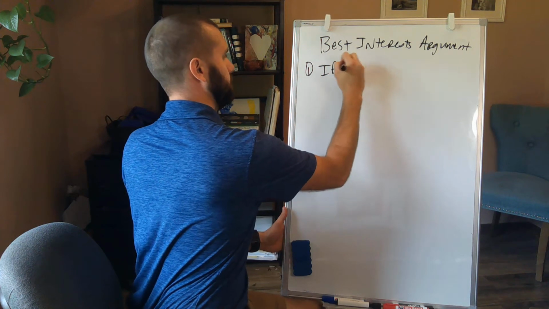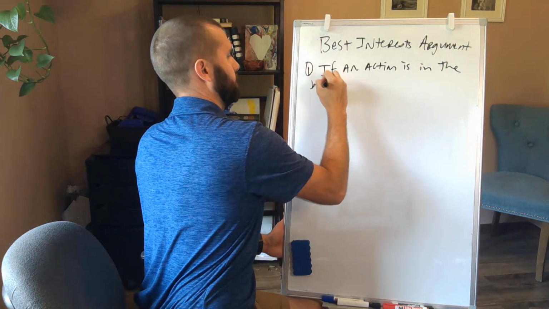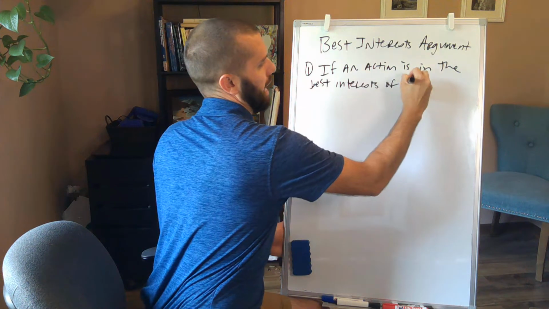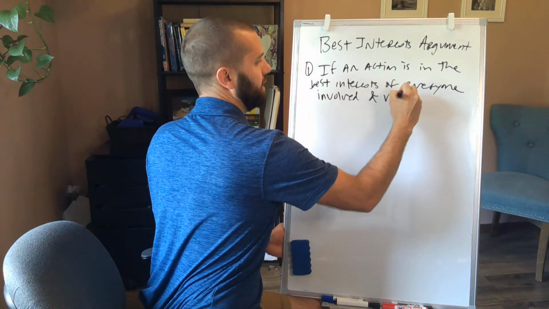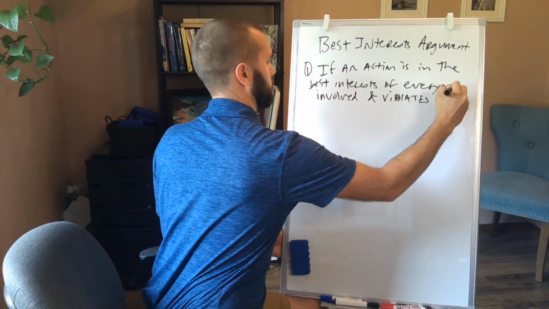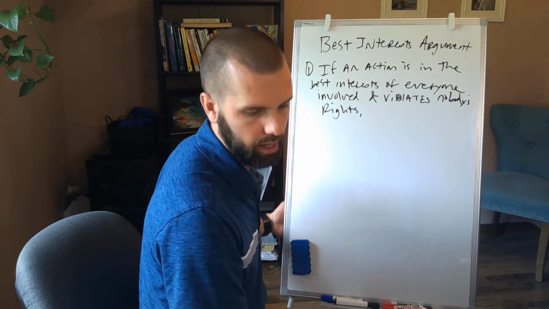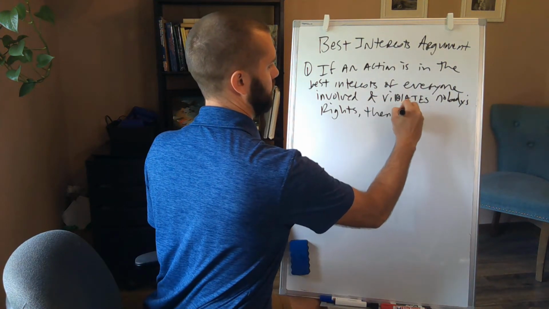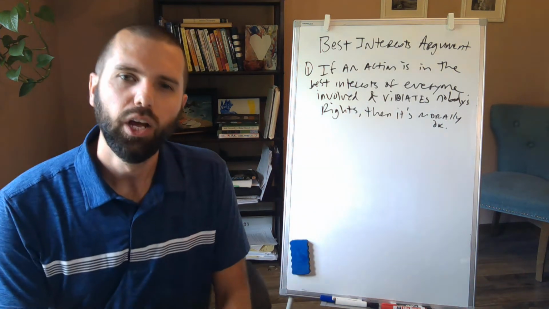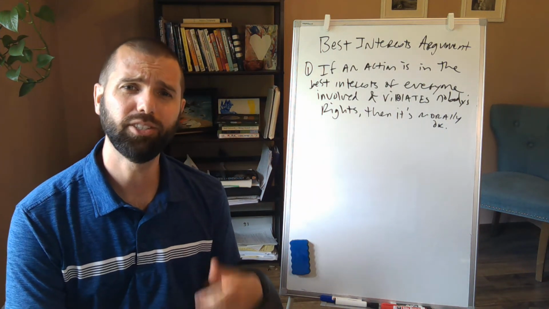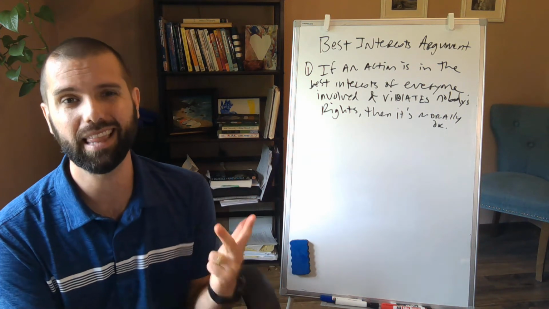So 1. If an action is in the best interests of everyone involved and violates nobody's rights, then it's acceptable. I'll write it like this. Then it's morally okay. Or morally acceptable is fine, right? Okay, so let's just pause and figure out what this means. So if an action is in the best interest of everyone involved and it violates nobody's rights, then it's morally okay. It's morally permissible. It's allowable for you to do that thing.